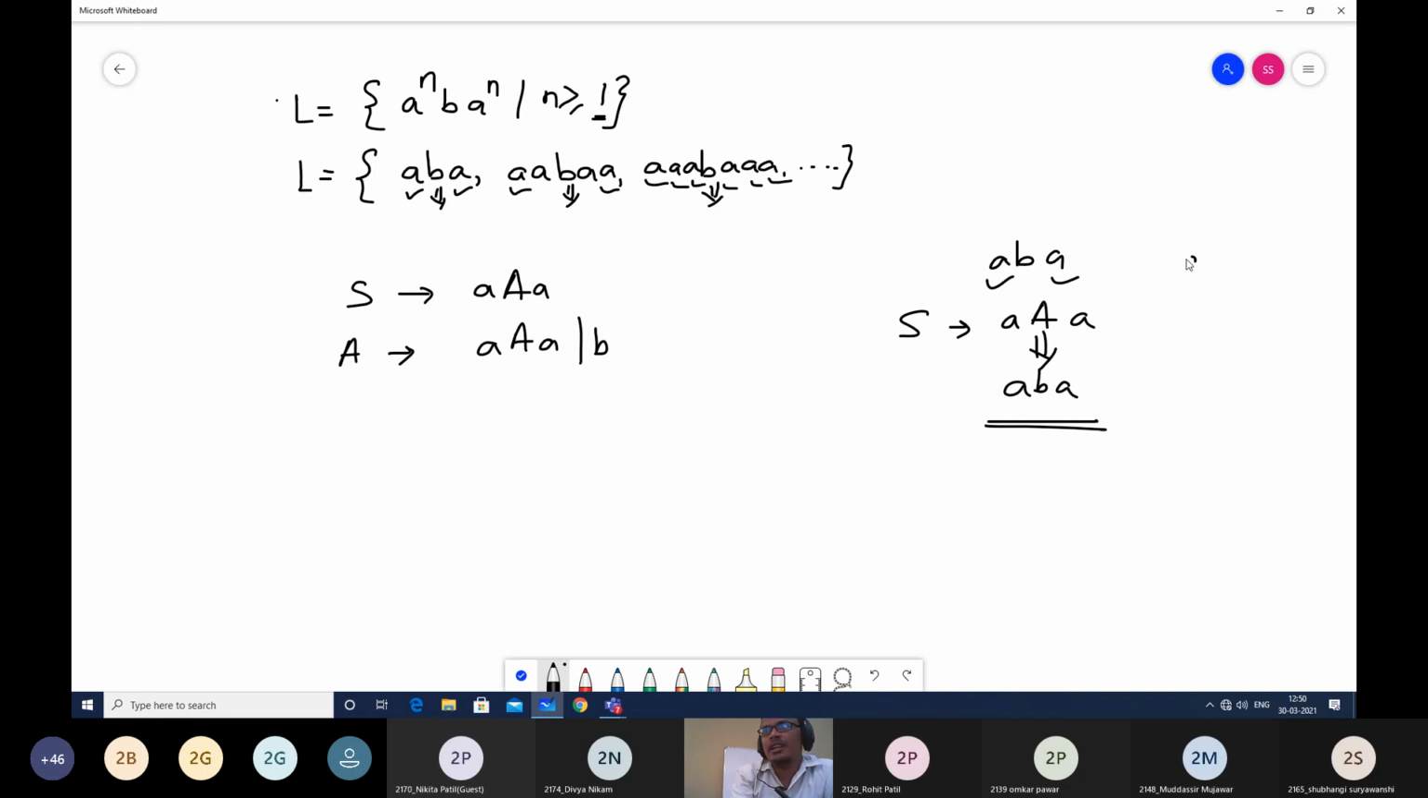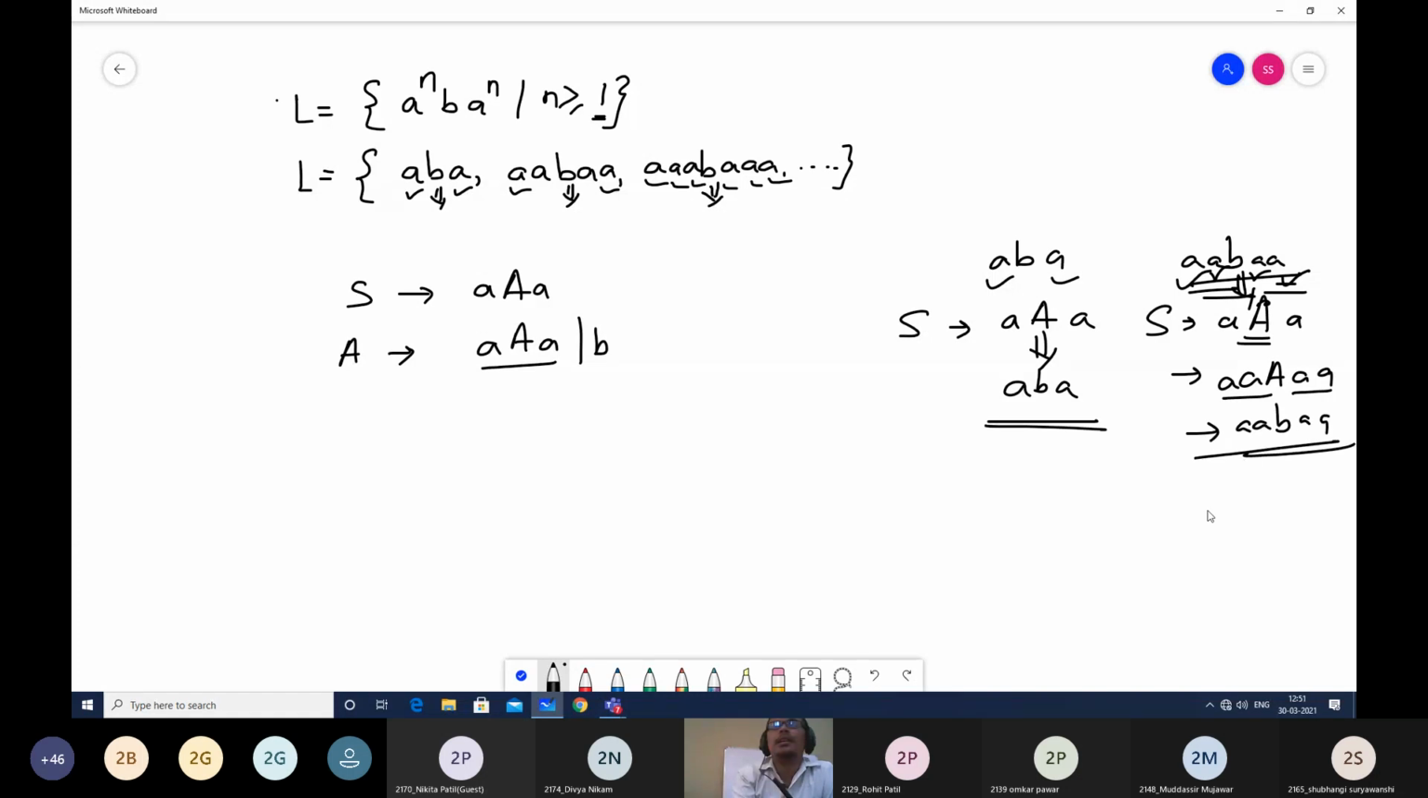Now suppose I have a string like two times A, B, AA. This is my string. Then what will happen? First I apply S gives AAA. So my first A and this last A is done. Now again I need one more A. For this, A will be replaced by AAA. So I'll get two A's and two A's, which are required for me. And now finally the middle B I require, which I'll get by writing A gives B.